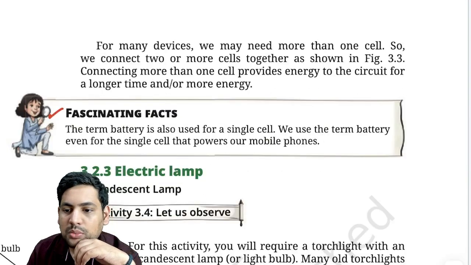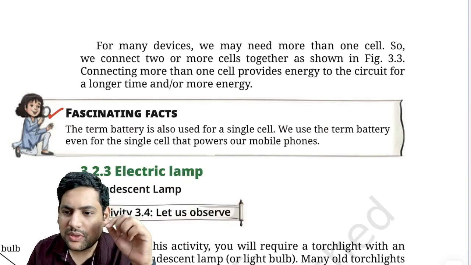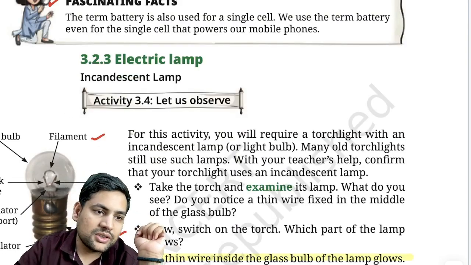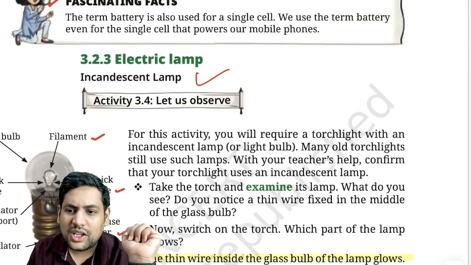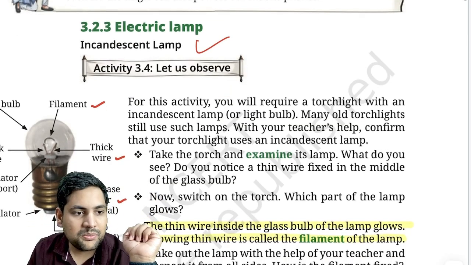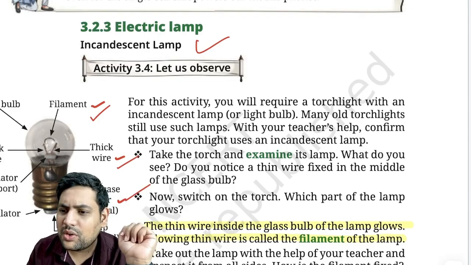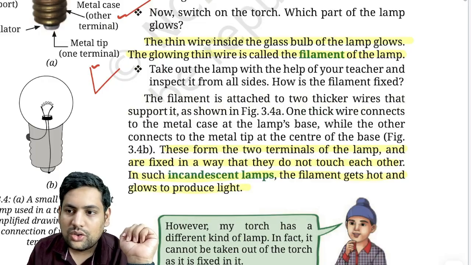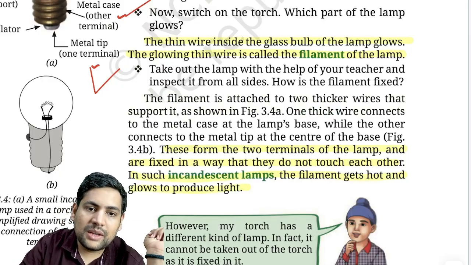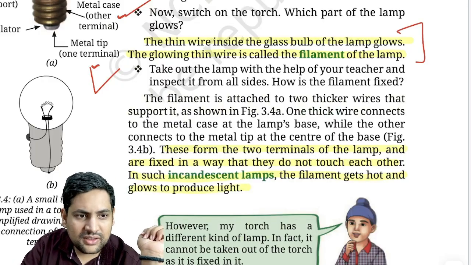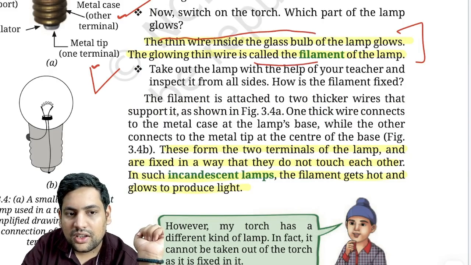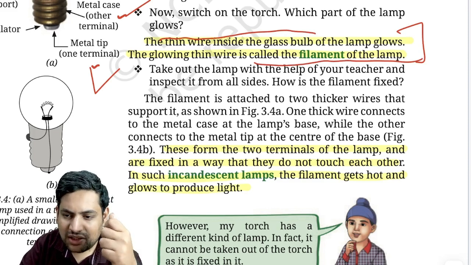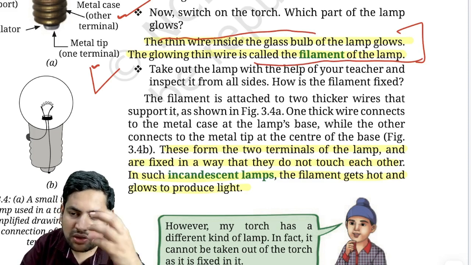Now you come to the electric lamp. So what is an electric lamp? This is an incandescent lamp. This is a normal bulb that you might have seen. It has many different components, for example the filament. This is wire, this is metal casing, this is metal tip. What is important to us is the filament. What is a filament? A filament is a thin wire inside the glass bulb and it glows when electricity is passed through it. It leads to generation of heat also and it glows.